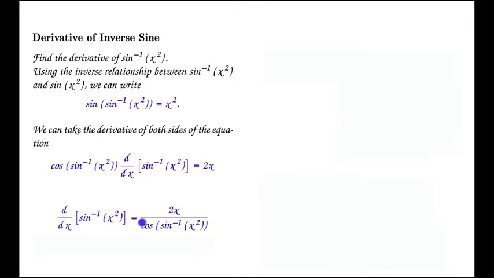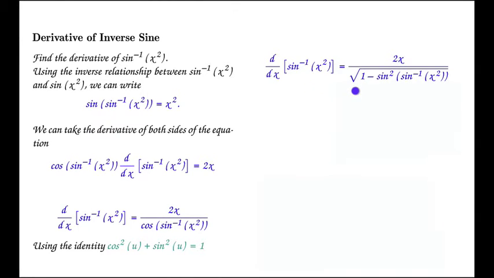Now, this formula is not terribly helpful, so we are going to try to simplify our denominator. We're going to use the identity cosine squared of an argument plus sine squared of an argument equals 1 to replace this cosine here. Now, in order to find cosine, we first solve for cosine squared, which is 1 minus sine squared, and then take the square root. So this gives us that the inverse sine of x squared derivative is 2x over the square root of 1 minus sine squared of the inverse sine of x squared.